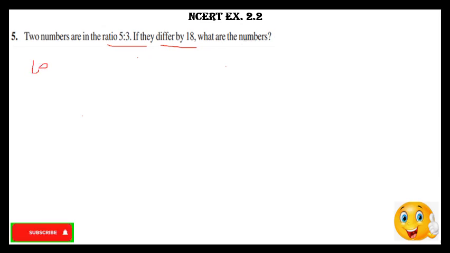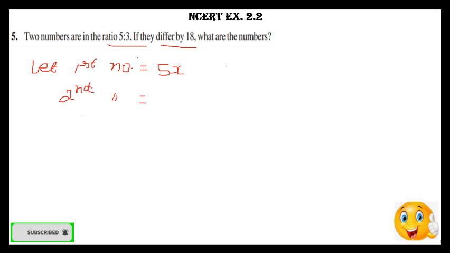Let the first number be 5x, and the second number we have 3x. This is the exact number, and the simplest ratio is 5:3. So their difference is 18. So 5x minus 3x is equal to 18, and we have to solve this equation now.